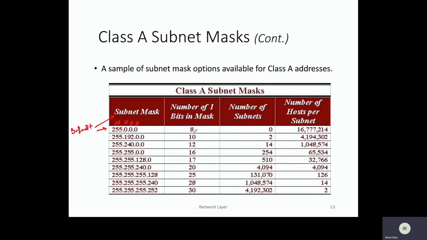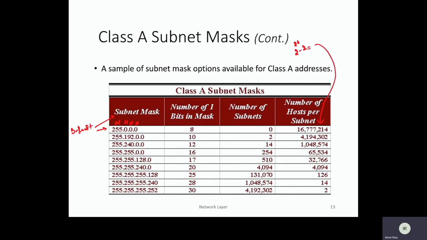And how many bits are being used for masking? I mean, how many bits are 1? Obviously, 8 bits are 1, which are representing the network portion, right? And how many subnets are we creating? None. Why? Because we have not borrowed any bits from the host portion, right? So how many hosts per subnet can we create? 2 raised to power the number of bits in the host portion. How many bits are in the host portion? Yes, you're right. 3 octets, 24 bits, so 2 raised to power 24 minus 2. So this number is 16.7 million machines. We can assign addresses to 16.7 million machines.